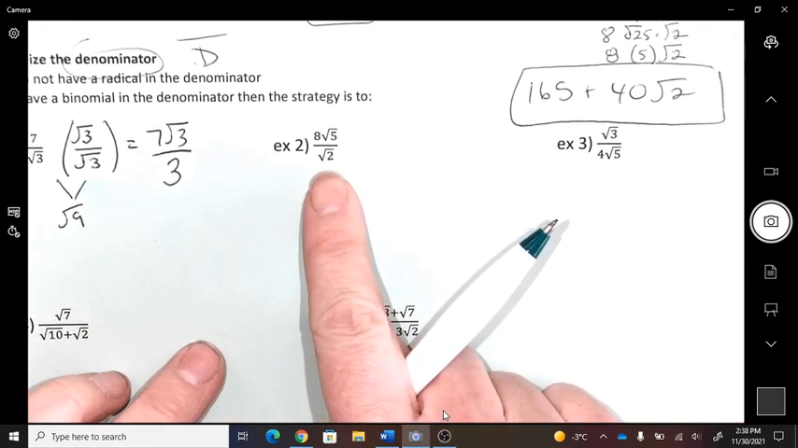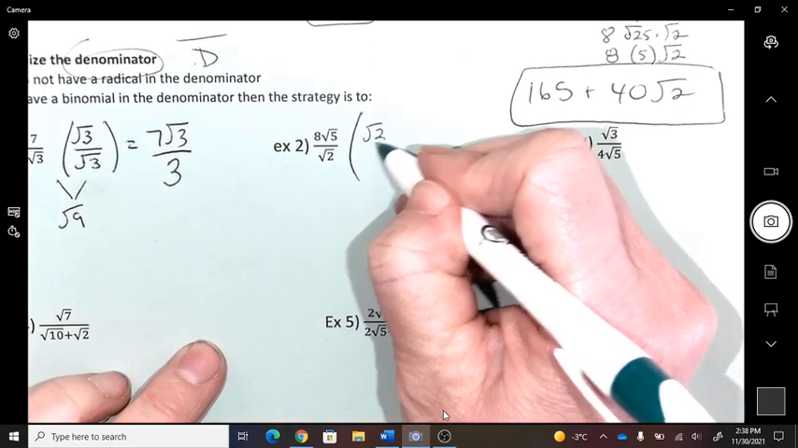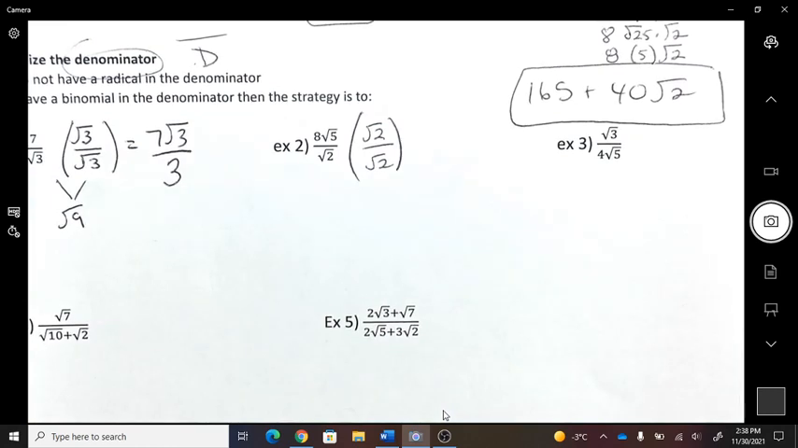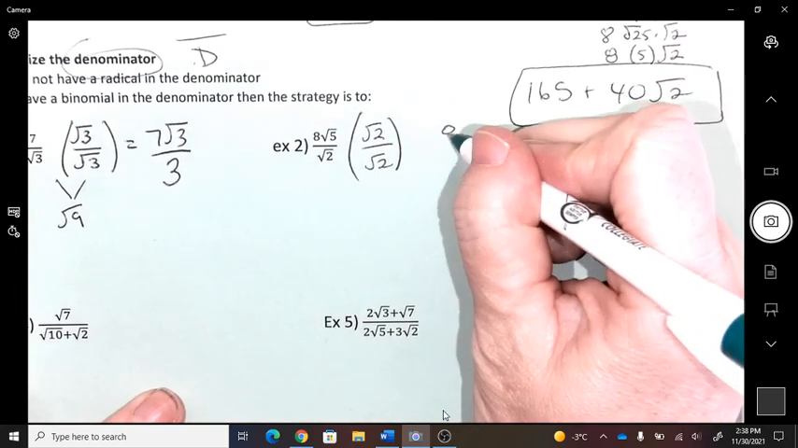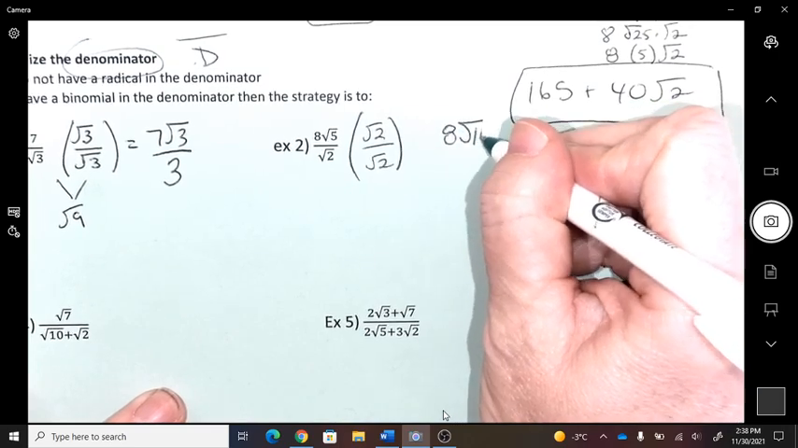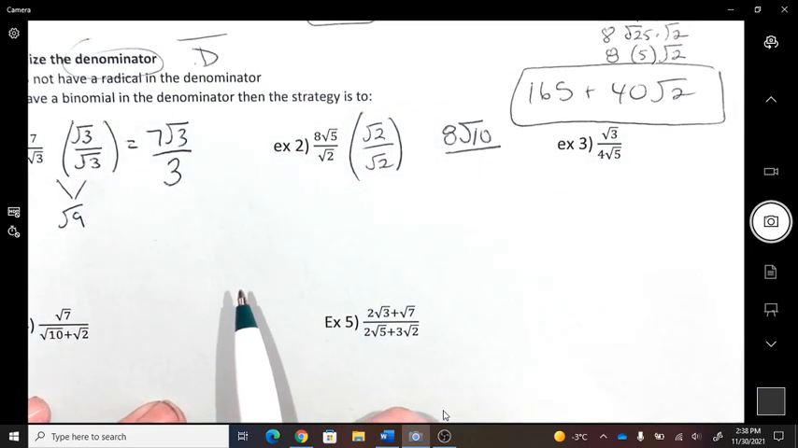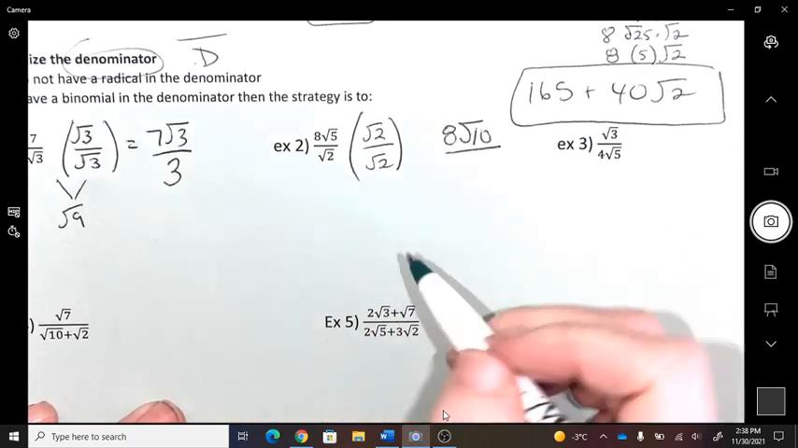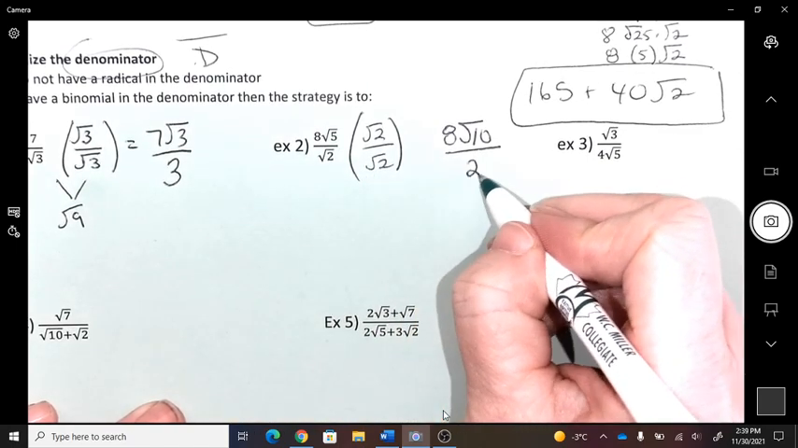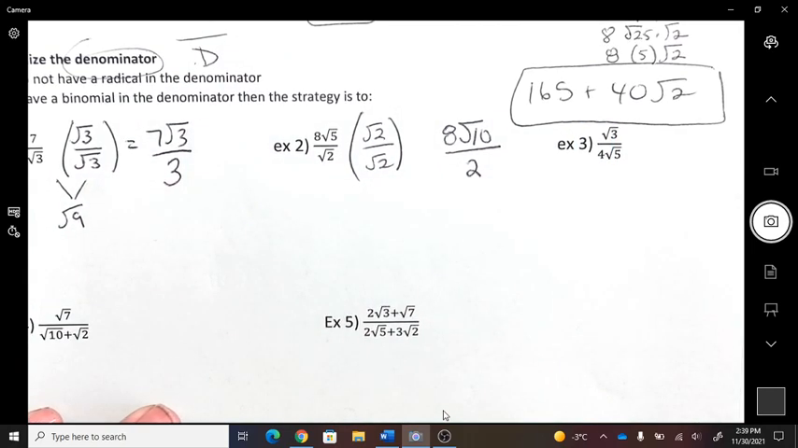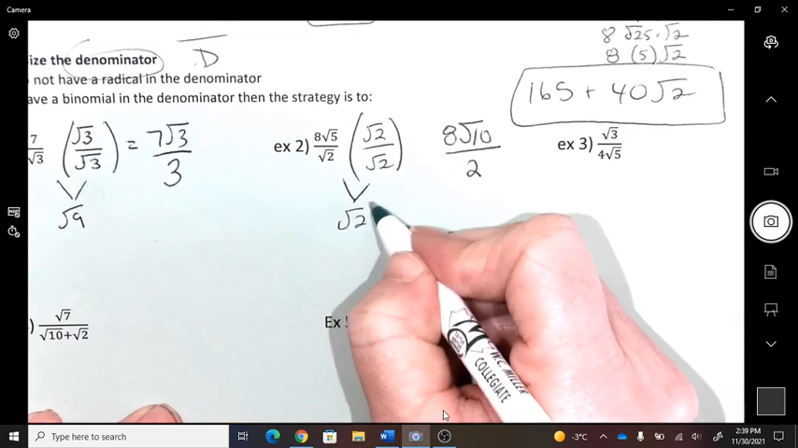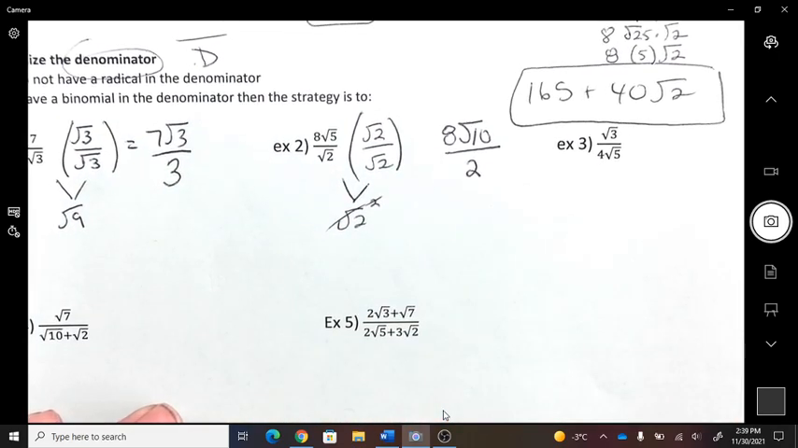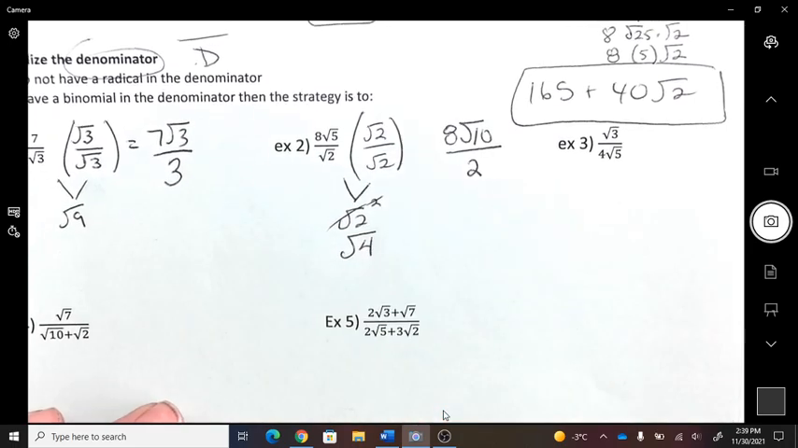Next, I don't want the root 2 on the bottom, so I'm going to times by a root 2. But I also have to do it to both parts. So the top is going to be 8 root 10. And then what do you get when you have a root 2 and a root 2? Becomes the whole number 2. So you can think of it as root 2 squared, which becomes the whole number 2, or you could think about it as the root 4, which turns into 2, right? Either way.